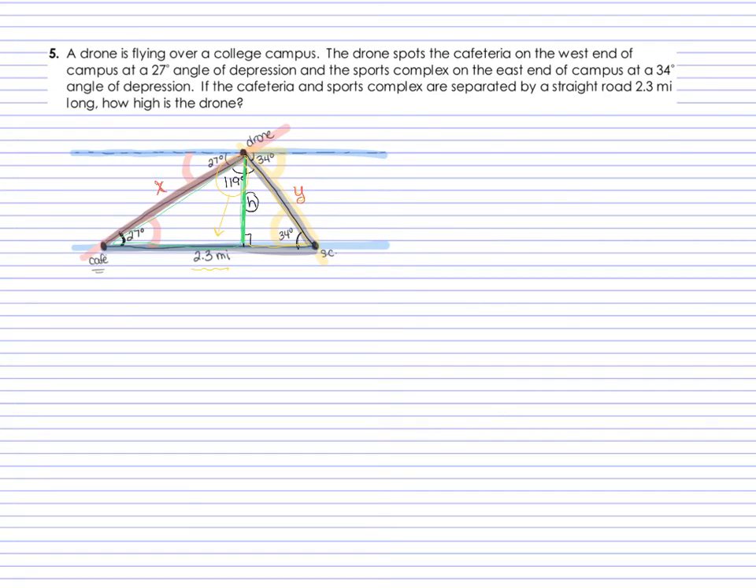Once you have one of those, again, you're going to have this side, and you're looking for this side, and we have an angle measurement. So you really have everything you need after you solve for either the X or the Y. Then you're just going to use trig functions.